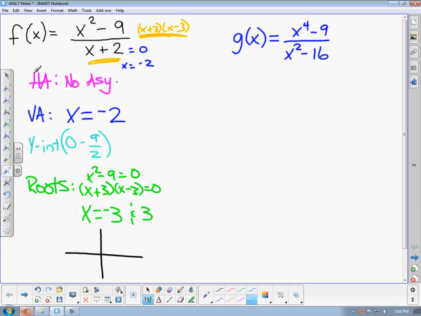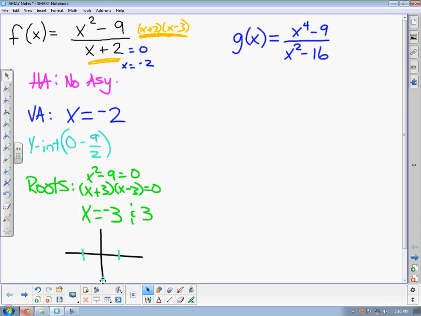You know that it crosses at positive 3 and negative 3, and 0 and negative 9 halves, which is 4.5, is where it, well, that's a negative 9 halves, so that would be down here below the x-axis, so it looks like that.